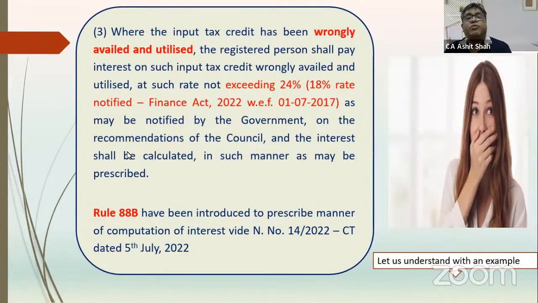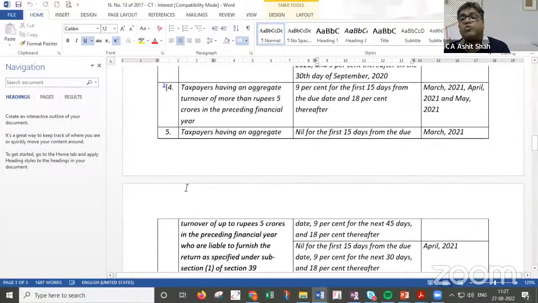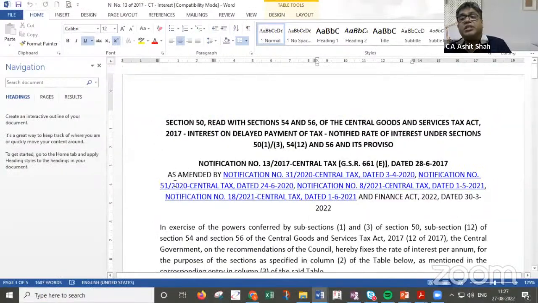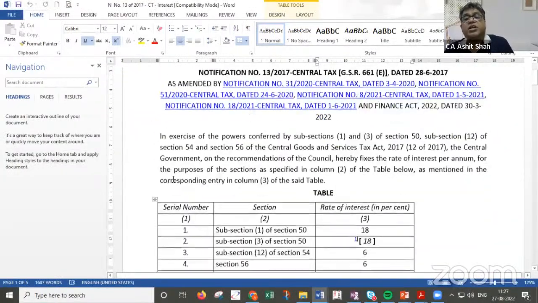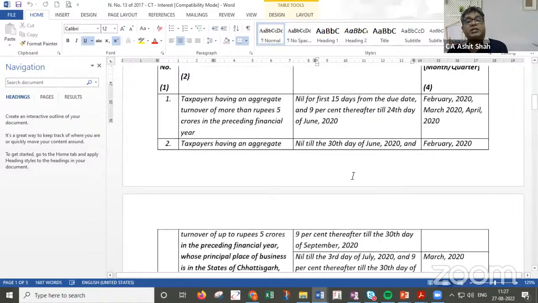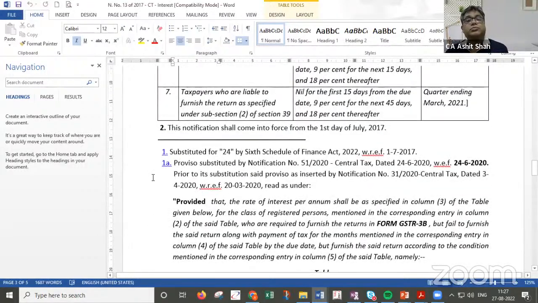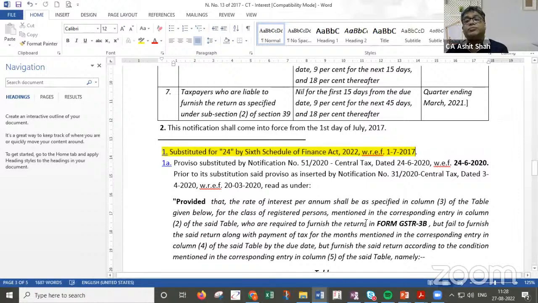And if you see the interest rate notification, that also says that the rate of interest would be 18%. This is the rate notification 13/2017. It says that for interest liability under section 50 subsection 3, the rate of tax is 18%, and this has been introduced as a substitute for 24%. So it has been at the rate of 18%.